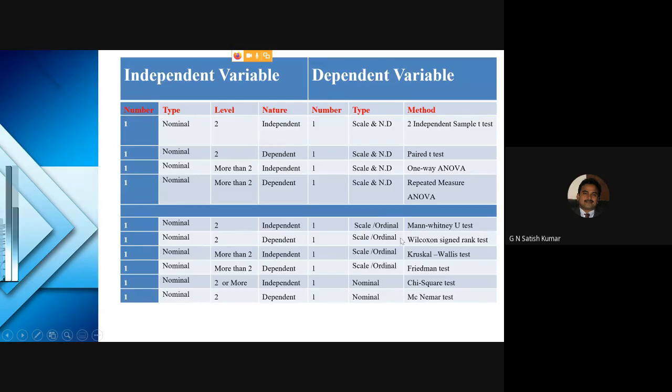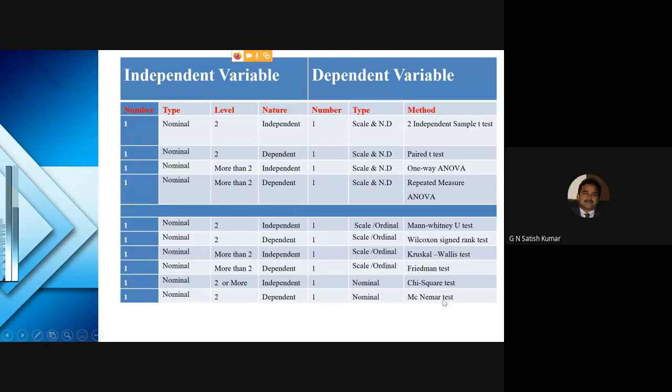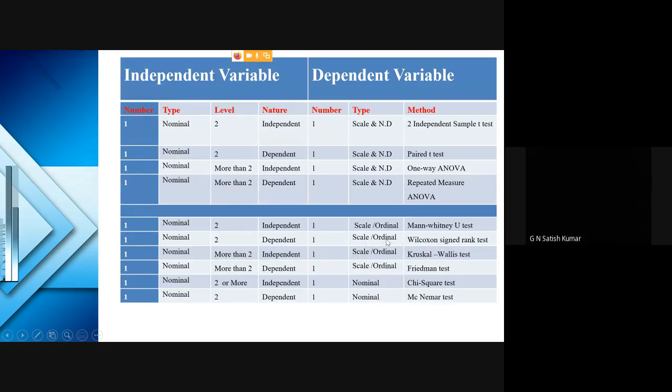Only the dependent variable differs. Here it is scale data, here it is nominal data. Everything else is the same. If you see Wilcoxon signed rank test and McNemar, this is nominal and this is nominal. Levels are 2 and 2. Dependent and dependent. So if it is scale or ordinal, you must use Wilcoxon signed rank test. If it is nominal, you must use McNemar test.